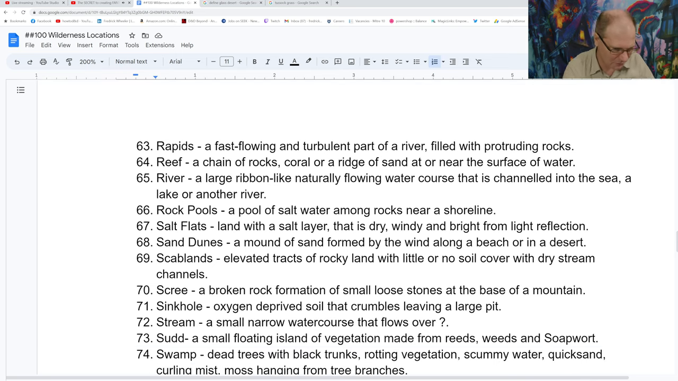Sinkhole, we do have sinkhole. So if you were worried about that, we've got sinkhole. Don't worry, it's in there. So glass desert is done.